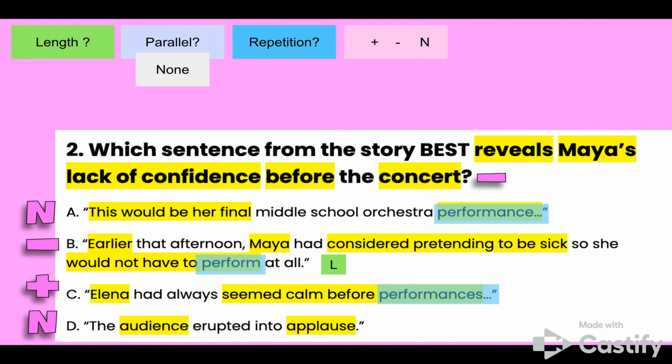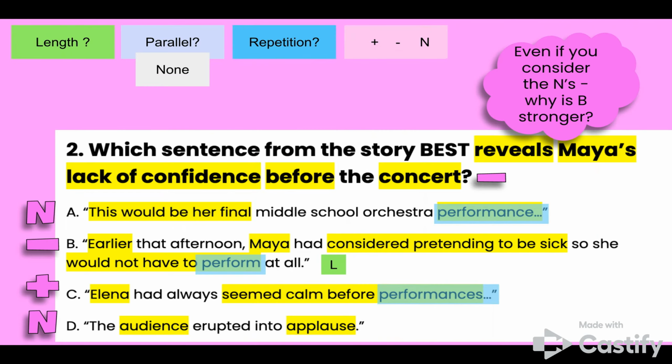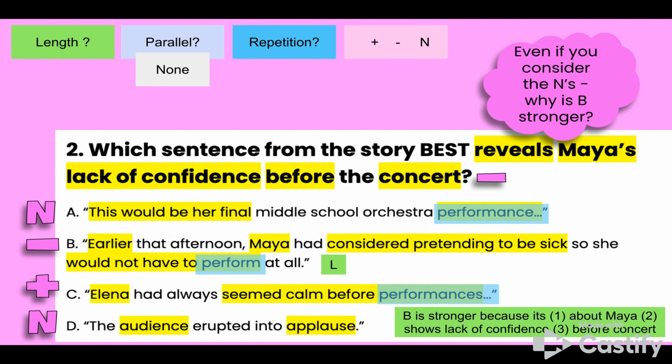Okay, again, which sentence from the story best reveals her lack of confidence? So again, we're looking for a negative. I said even if you consider the neutrals, like what if we say, all right, let's just rule those out, make sure they're not negative. But why is B stronger still? Okay, so have a conversation about that.